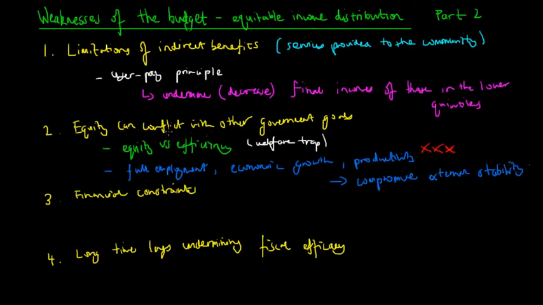So equity can conflict with other government goals, especially full employment, economic growth, and external stability and low productivity. Thirdly, we have what is known as the weakness of financial constraints.